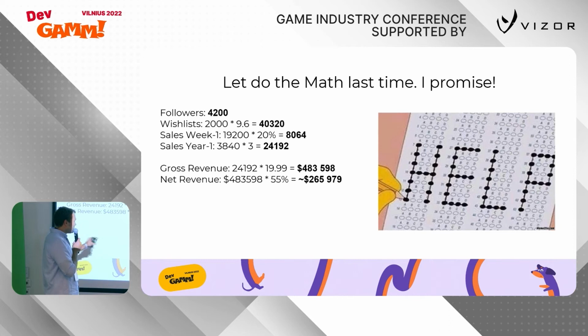So if our first year sales is about 24k units, and we multiply it by the retail price, we get the gross revenue, and 55% of that. So in my example it is 265,000 per year. So a pretty good result.